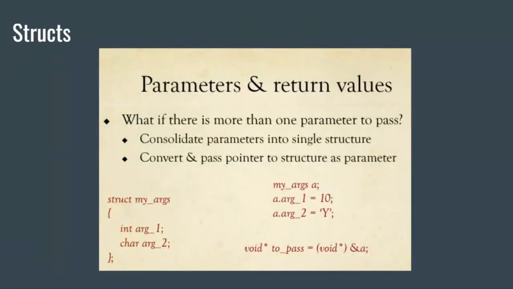The structs in C++ are just a data type with other data types contained within them. So here we have my args, with arg1 and arg2, and then over on the right side we have the declaration of my args, where we set arg1 to 10 and then arg2 to the character y. And then here we are passing the struct into a void star pointer, which would then allow us to pass it into a pthread function. That's very useful.